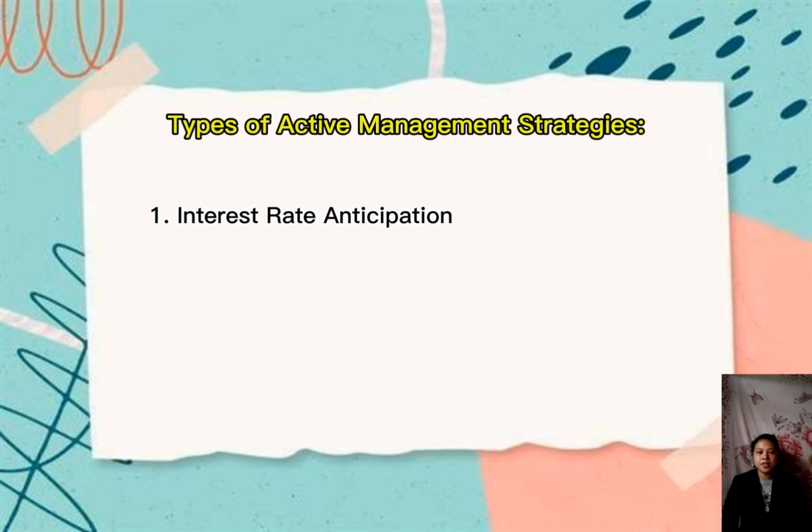Interest rate anticipation is a bond investment strategy where investors adjust their portfolios based on expected changes in interest rates. If interest rates are expected to rise, they may buy short-term bonds to reduce losses. If rates are expected to fall, they may buy long-term bonds to lock in higher prices. So the goal is to earn better returns by predicting interest rate movements.